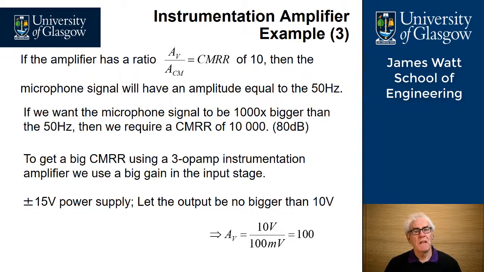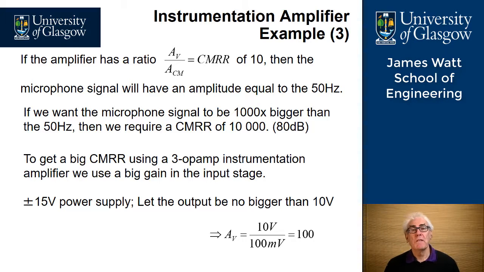So let's make an assumption. If we want the microphone signal to be 1,000 times larger than the signal from the 50 Hertz, we now require a common mode rejection ratio of 10,000, or 80 decibels. To get such a high common mode rejection ratio, we would use a 3 op-amp instrumentation amplifier and put all the gain we can on the input stage.